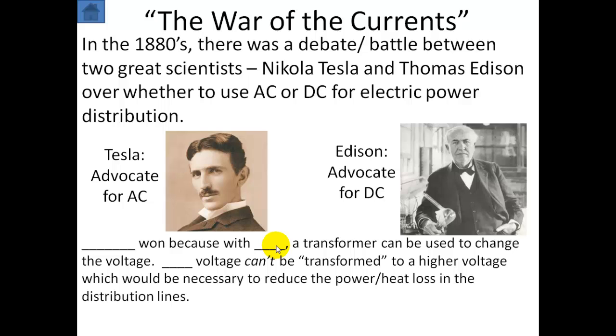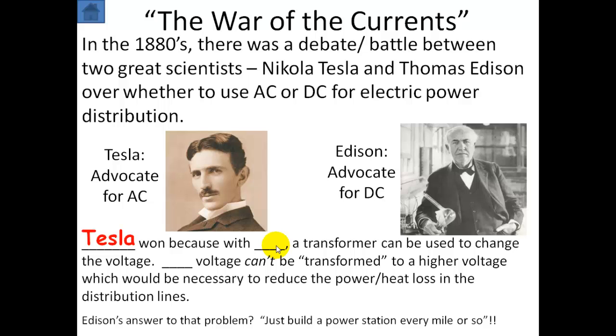How could Edison overcome that? Wait a second. If you built a power station every mile, then the power losses would be very small because the cables would be very short. So that would be a solution, but it's not a very practical one. So Tesla won because with an AC transformer, it can be used to change the voltage. DC can't be transformed to a high voltage, which would be necessary to reduce the power or the heat loss in the distribution lines.